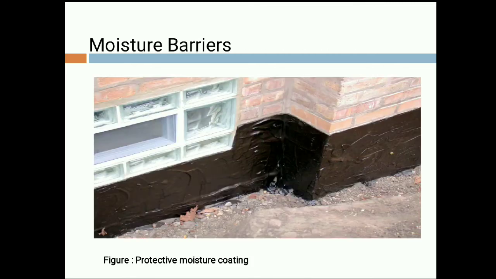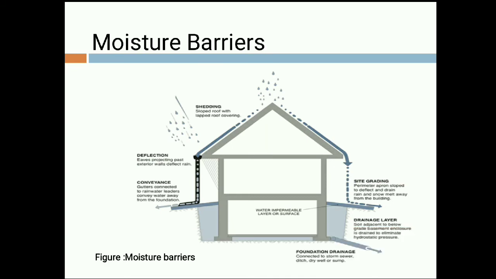In this figure we can see a protective coating which is provided at the periphery of the structure. In this figure we can see the different means which are used to keep the moisture away from the periphery of the building. At the top they have provided a pitched roof in which shedding is provided so that water goes away from the periphery of the building.